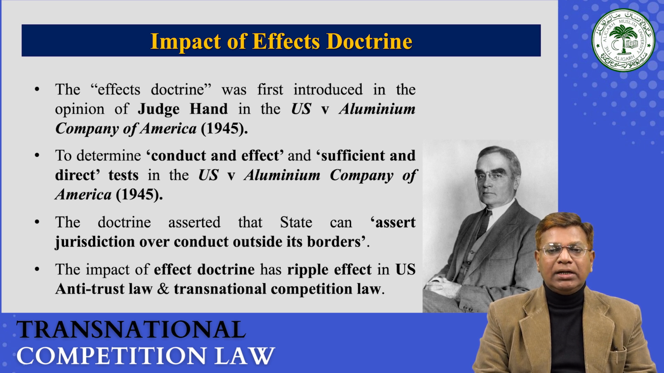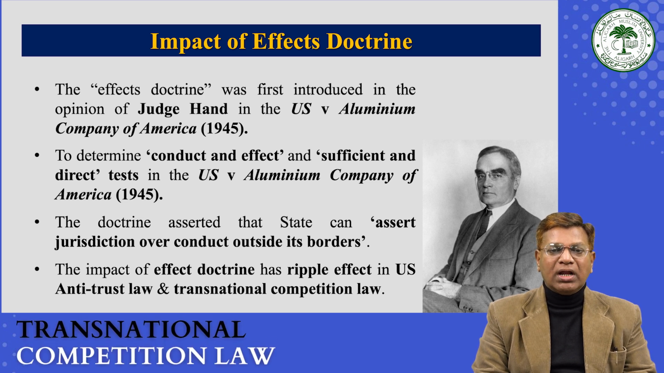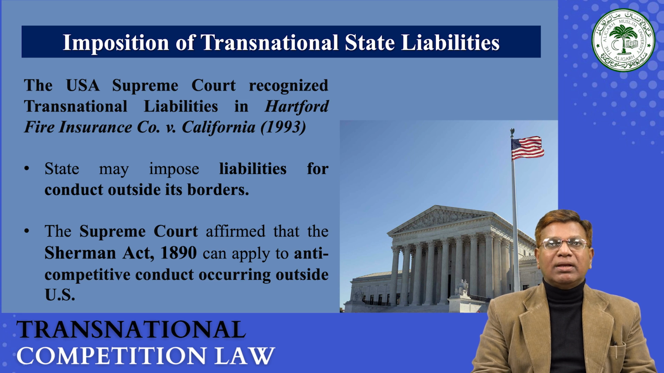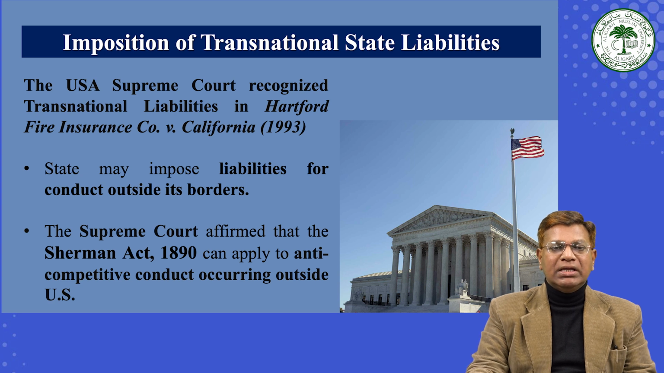Thus, Judge Hand stated that a state may impose liabilities even upon persons not within its allegiance for conduct outside its border that has consequences within its borders which the state reprehends. The doctrine established that a state can assert jurisdiction over conduct outside its borders where such conduct has the intended effect of causing substantial adverse impact within the state's territory. Judge Hand's decision further goes on to state that a state may impose liabilities even upon a person not within its allegiance for conduct outside its border that has consequences within its border which the state reprehends.